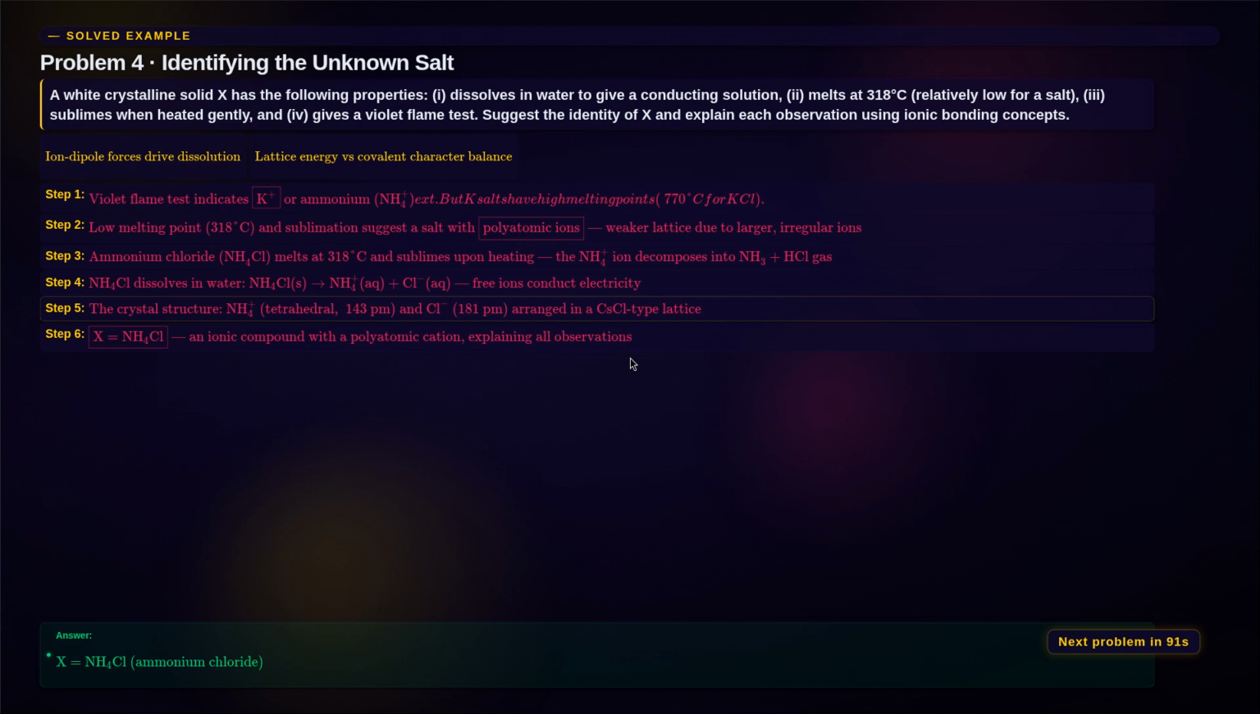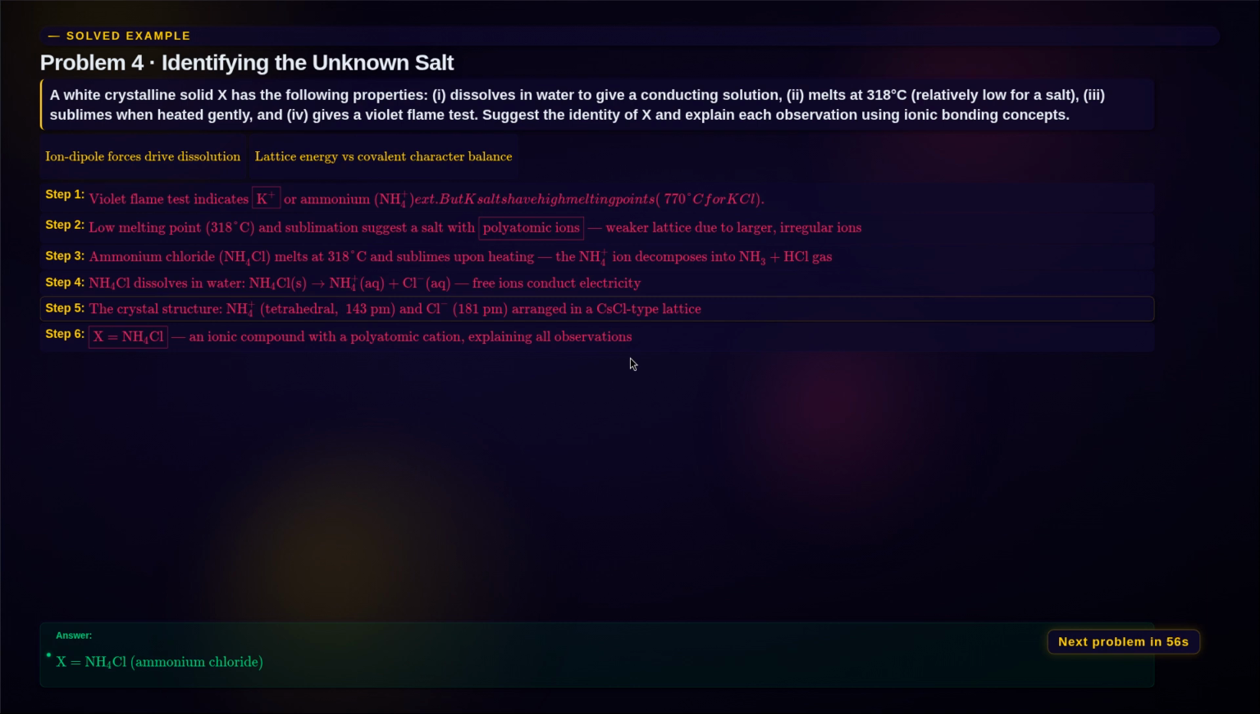Step 1. Period 3 elements are sodium, magnesium, aluminum, silicon, phosphorus, sulfur, chlorine, and argon. Step 2. Radius between silicon and chlorine narrows it to phosphorus or sulfur. Step 3. Check ionization energy values. Aluminum is 577, silicon is 786, phosphorus is 1060, sulfur is 1000.